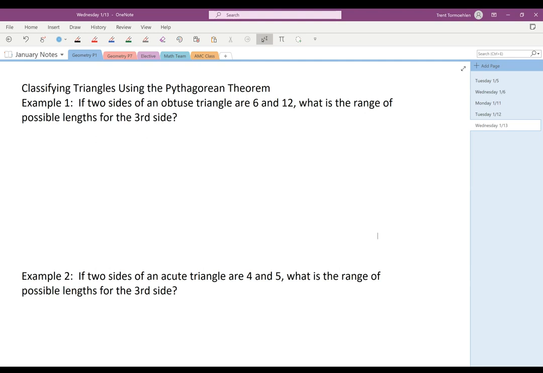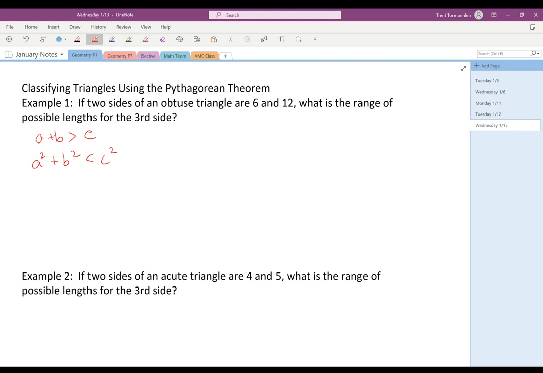Well, the relevant theorems for this problem are the triangle inequality, which states that A plus B must always be greater than C. So for something to be a triangle, the two shorter legs always have to add up to be greater than the longest leg. And then the other is a version of the Pythagorean theorem that says if the sum of the squares of the two short legs is less than the square of the long leg, then it is an obtuse triangle.